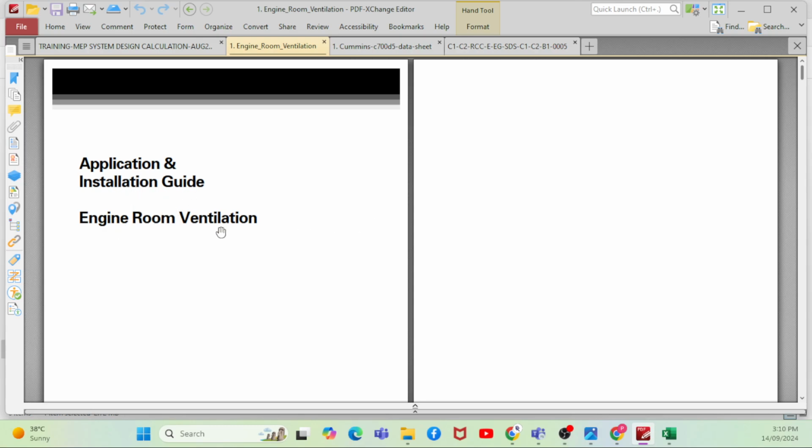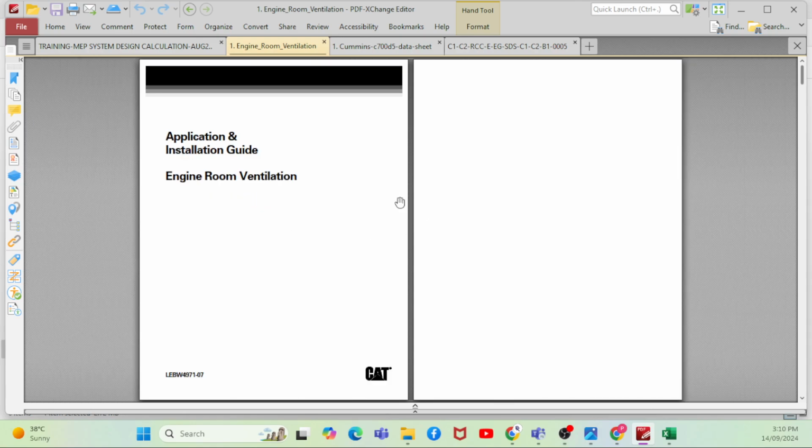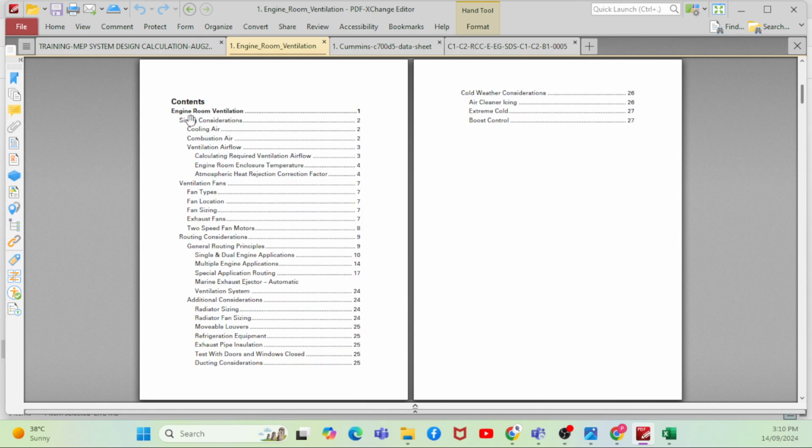For the engine room ventilation, so that you can get some idea. Normally, if you go to the engine room ventilation, the sizing consideration is based on the cooling air and the combustion air. Based on that you will calculate the ventilation airflow rate. Clear, right? So it's based on the cooling air and the combustion air.